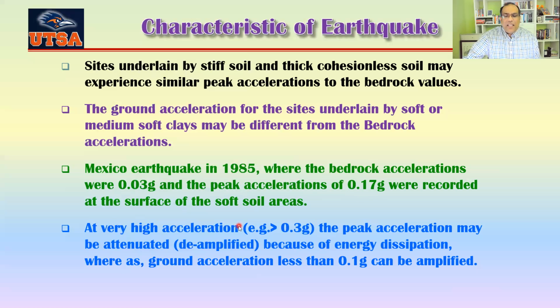Okay, at very high acceleration, let's say greater than 0.3 g, the peak acceleration may be attenuated because of energy dissipation, whereas ground acceleration less than 0.1 g can be amplified. Okay, so if it is already 0.3 g, then the chance of damping is very much expected. On the other hand, if the ground acceleration is less than 0.1 g, then there is a chance that this will amplify.